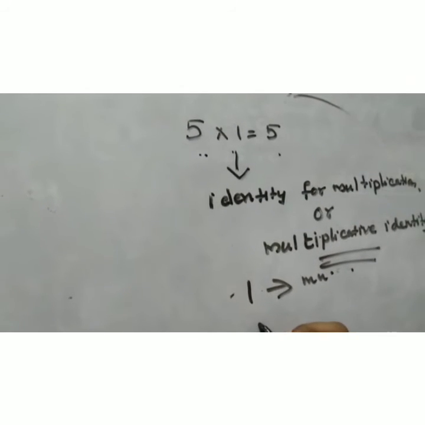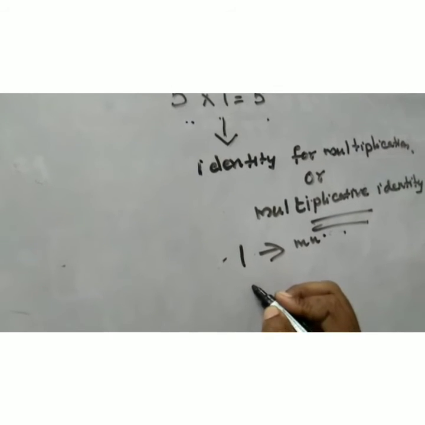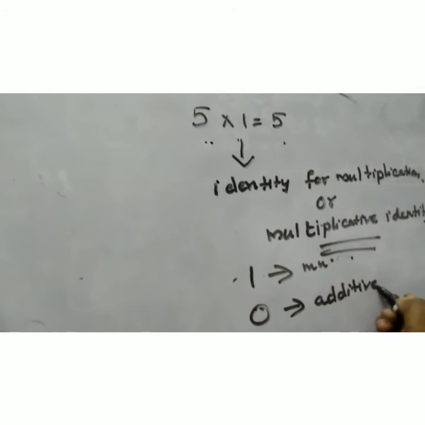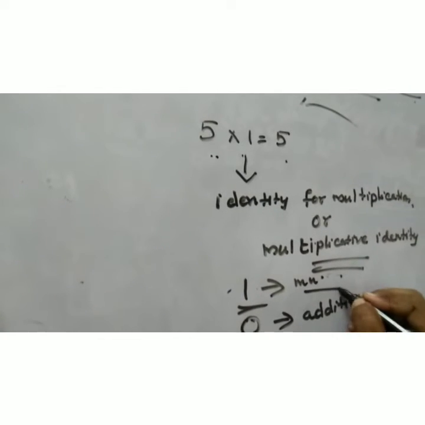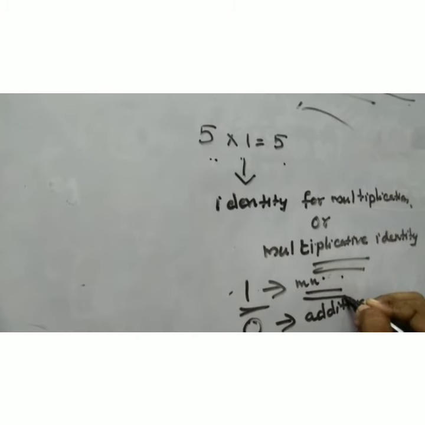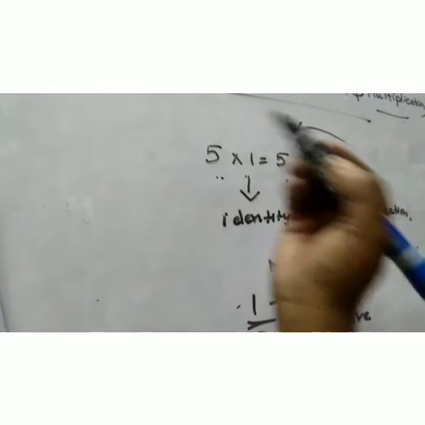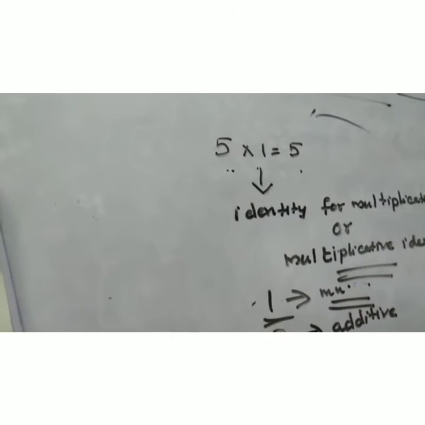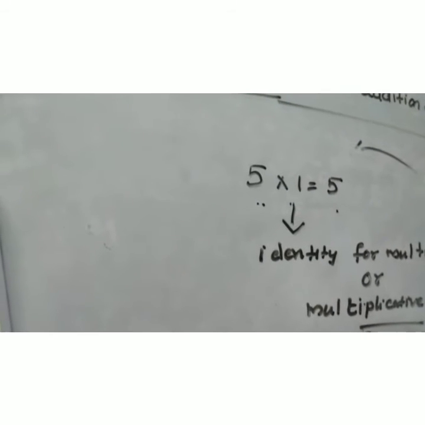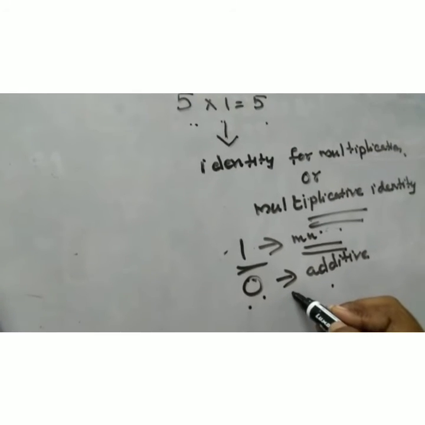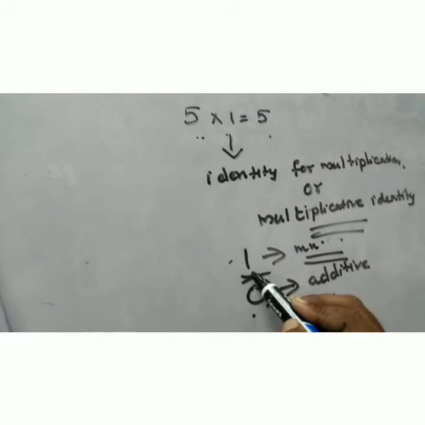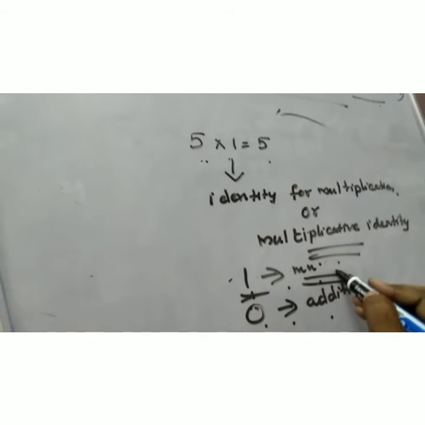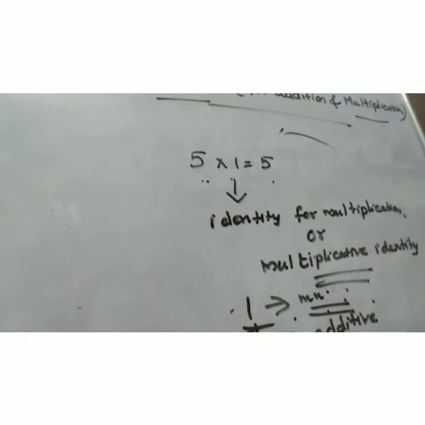Then which is the additive identity of whole numbers? 0. 0 is the additive identity of whole numbers and 1 is the multiplicative identity of whole numbers. Why? When you add 0 to a whole number, you get the same whole number again. So 0 is called the additive identity of whole numbers. When you multiply 1 to any whole number, you get the same whole number again. So 1 is called the multiplicative identity of whole numbers.